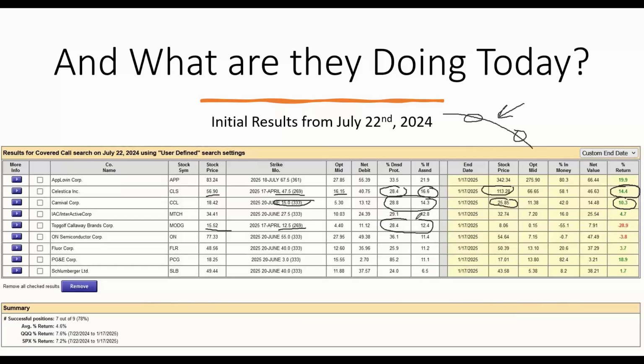28.4% downside protection, cost of $440, 12.4% return. Good for a 1 year out return, not great. But the stock's fallen to 806. It's dropped 50%. And we're at a 28.9% loss, meaning what? We crossed the threshold of the downside protection we've had, and now we're taking a loss on a stock that's down about 50%. Okay, so hedged, A-okay.